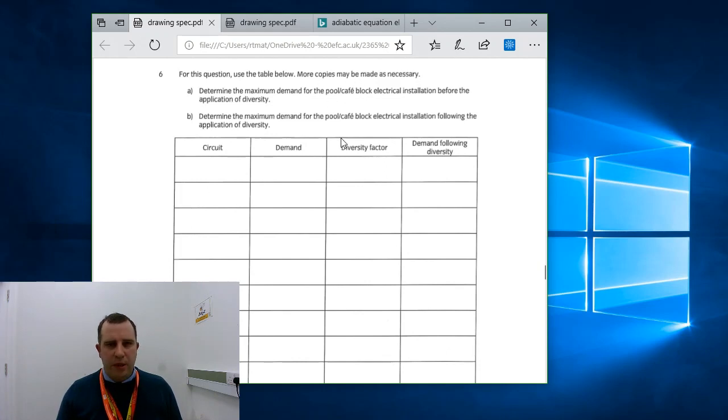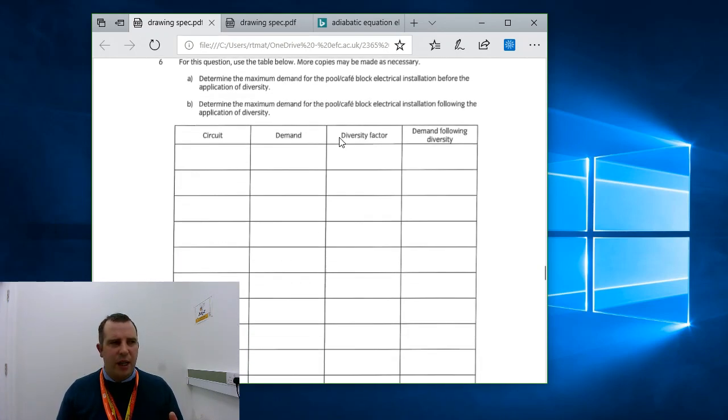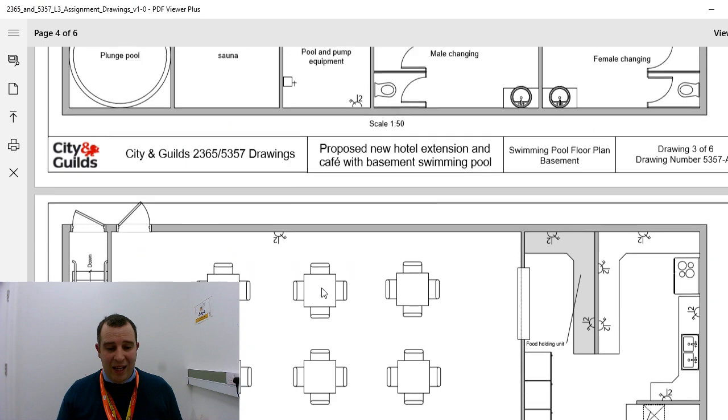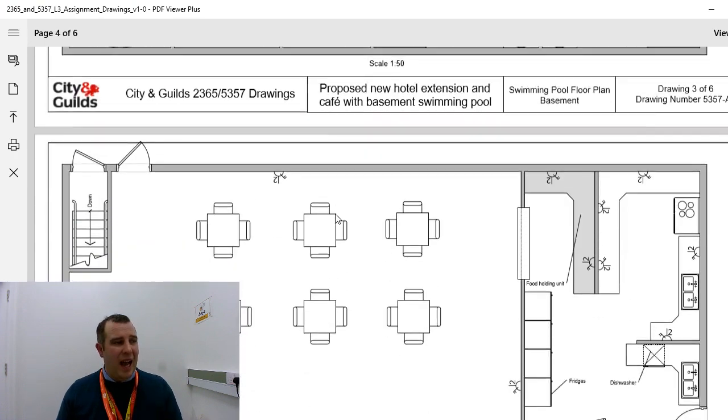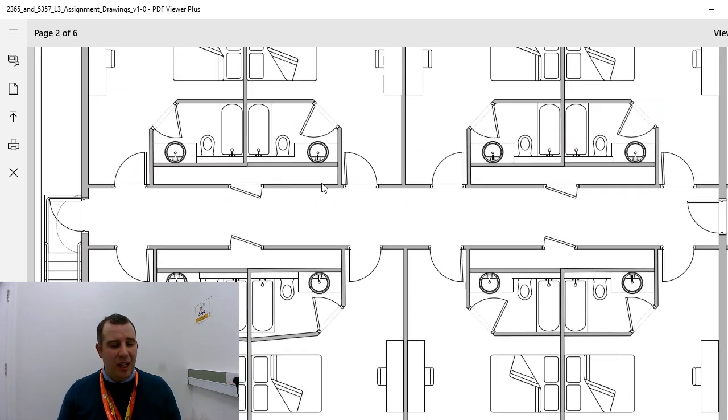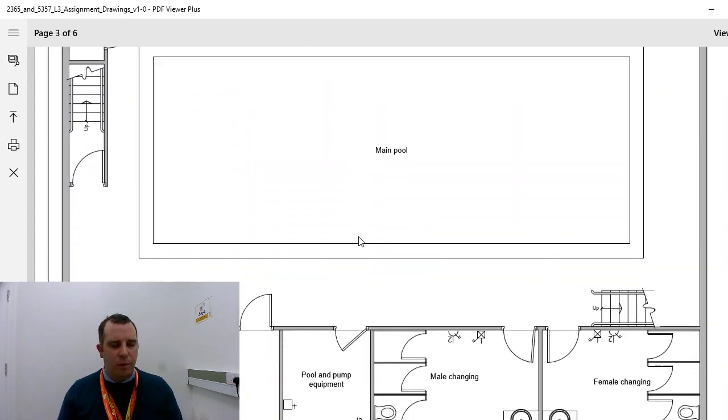You may need more copies of this. So it's saying it's not the exhaustive table, so don't think you can just fit it into this table and that's it. What you need to do is think about it. Make sure that you're only talking about the pool and cafe. So if you think about your drawings, that's only the pool that we see there and the cafe. So forget the hotel, forget all them rooms here, that's nothing to do with this. This is just the pool and cafe.